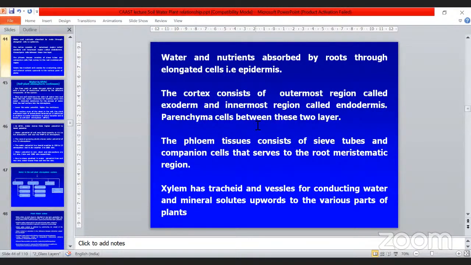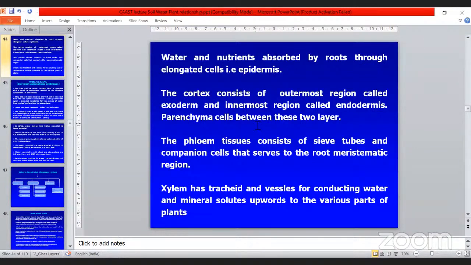Water and nutrients are absorbed by the roots through elongated cells, that is, the epidermis. The cortex consists of the outermost region called the exodermis, and the innermost region called the endodermis. Parenchyma cells are present between these two layers.